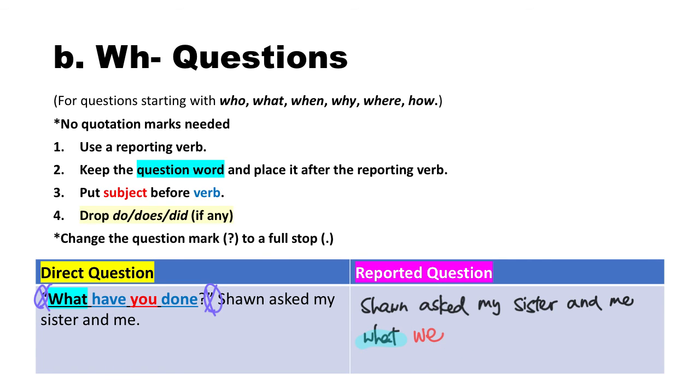After the subject, we need to write the verb. The verb in the direct question is have done. Present perfect tense is changed to past perfect tense in the reported question. Had done. Remember to change the question mark to a full stop in your reported question. The whole reported question is, Sean asked my sister and me what we had done.